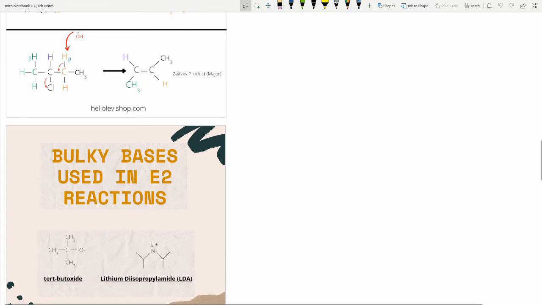The steric hindrance will often stop the bulky base from abstracting the proton that leads to the more substituted alkene. With this in mind, the bulky base will abstract the less hindered proton, forming the least substituted product, which, as we mentioned earlier, would be the Hofmann product. Now we can see this demonstrated in this example right here.